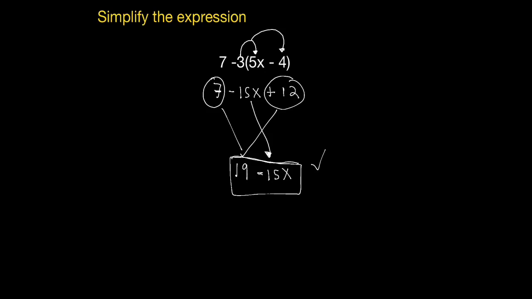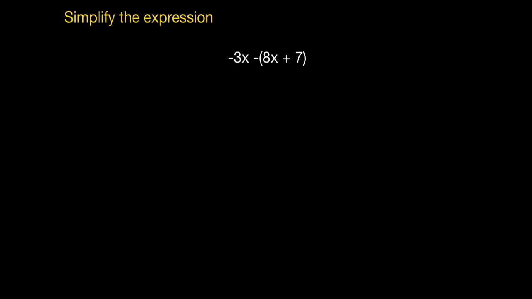Okay, let's look at one final problem. Negative 3x minus 8x plus 7. So here the factor is not too clear because it's not stated here, but we have a negative 1 here. We have to distribute this negative. So that negative is going to multiply to this 8x, and it's going to multiply to that positive 7. So we can rewrite this expression as negative 3x minus 8x, and then negative times a positive is a negative, and then we get negative 7 here.